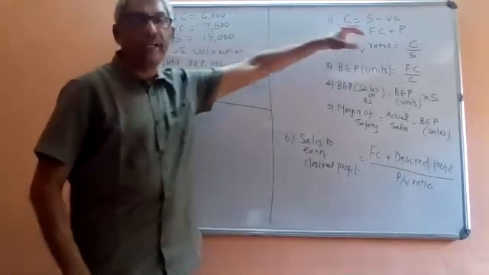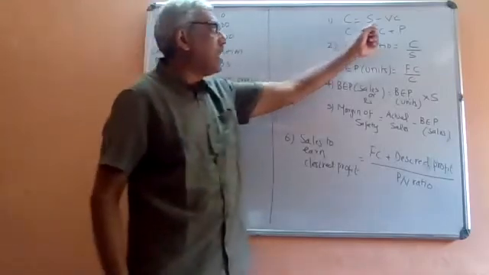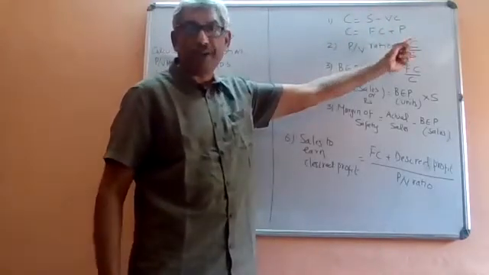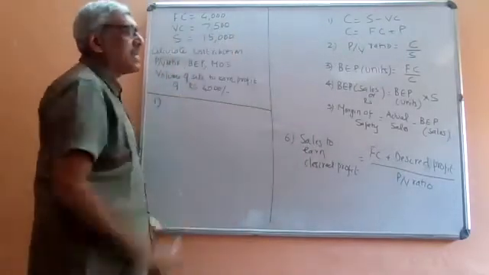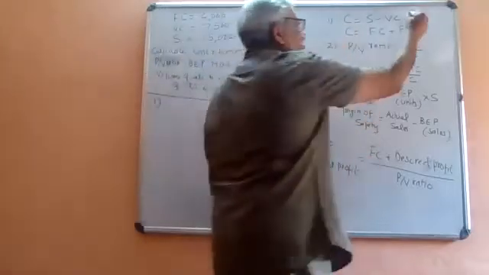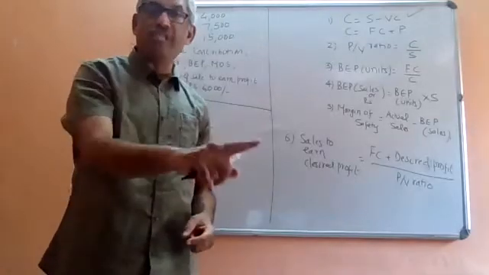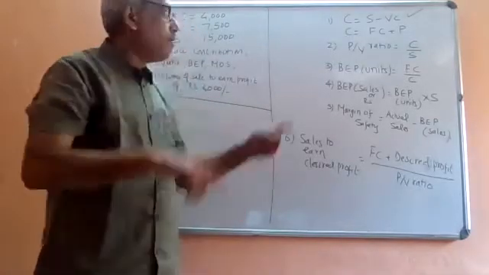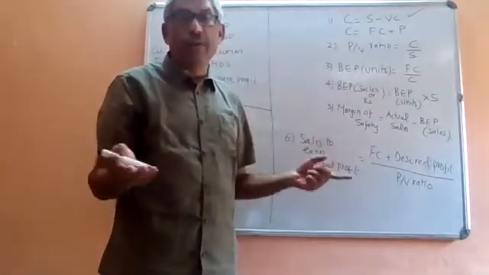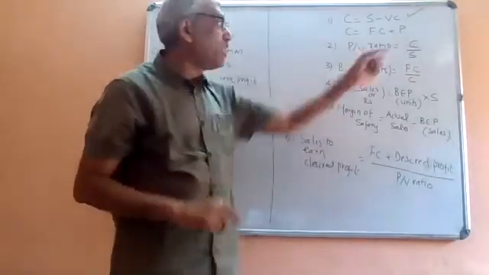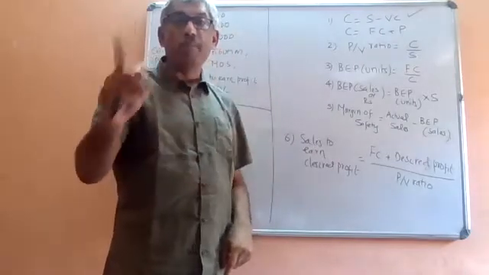First let us calculate contribution. To calculate contribution, either you should have sales and variable cost, or fixed cost plus profit. Profit is not given, but variable cost and sales are given. So you can use the first formula. In the second case, fixed cost and profit, profit is not given, so we cannot use that formula.